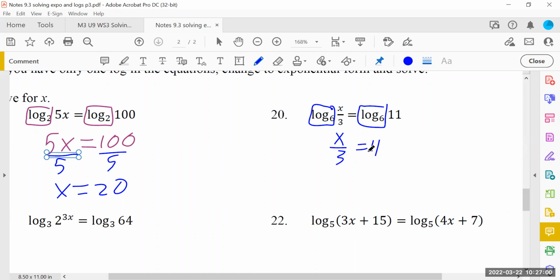How do I solve this one? Multiply both sides by 3. As a quick side note, I'm not canceling the logs out. I'm just ignoring them, saying they already match, I don't need them. Here, when I multiply both sides by 3, those 3's cancel. Does that make sense? I'm actively getting rid of one of them by doing its opposite. And so this becomes x equals 33. There's my answer.